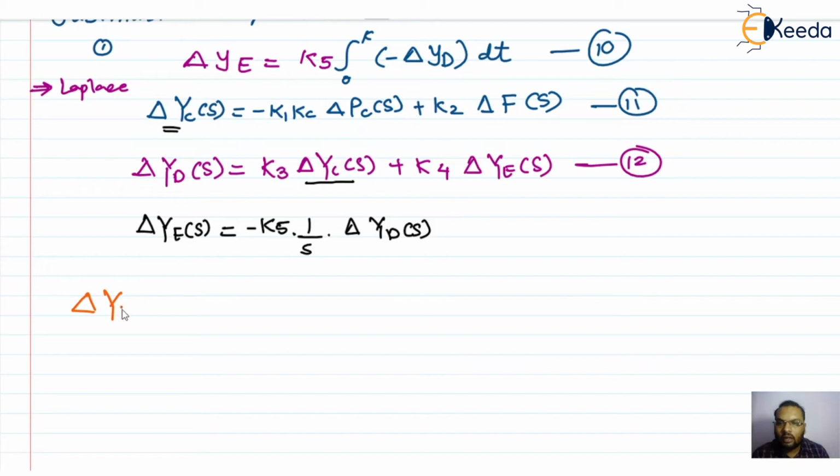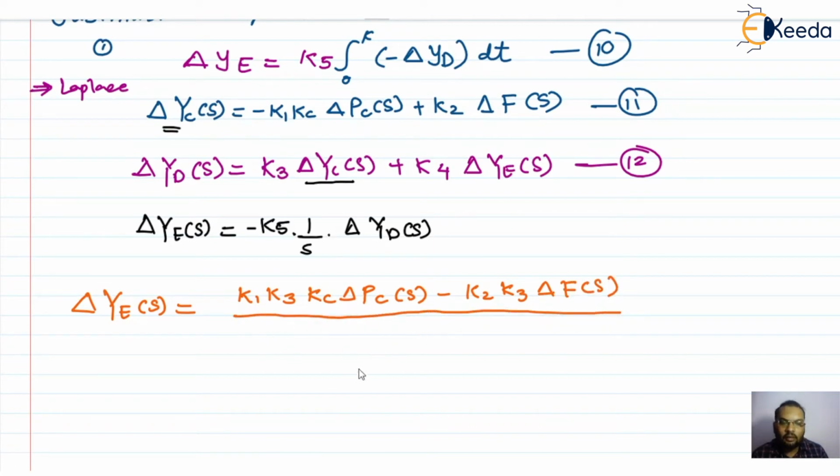ΔYe(s) is equal to K1 K3 Kc ΔPc(s) minus K2 K3 Δf(s) divided by K4 plus s by K5. Okay, so you will get this term.